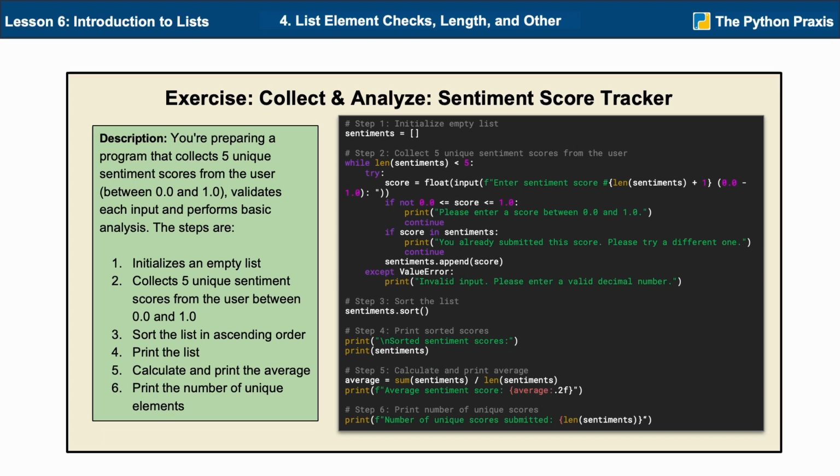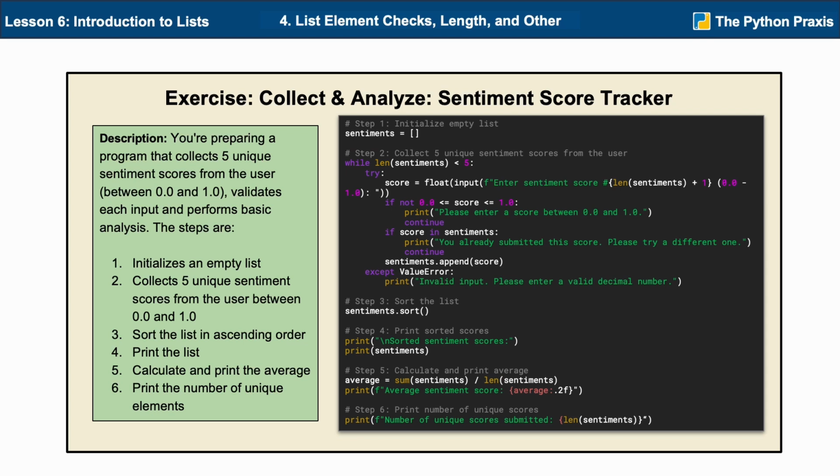The steps are: initializes an empty list, collects 5 unique sentiment scores from the user between 0 and 1, sort the list in ascending order, print the list, calculate and print the average, print the number of unique elements. Now we will analyze the code thoroughly.